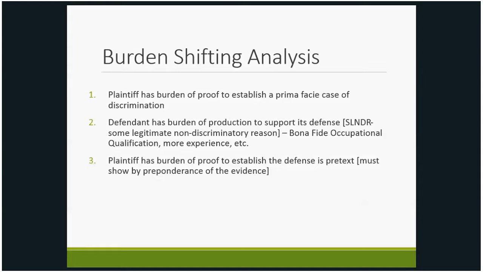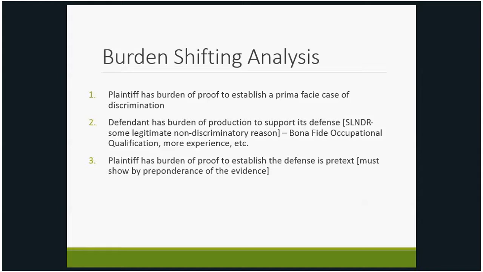Now, after the prima facie case made by the plaintiff, it then goes through a burden shifting analysis. The defendant now has the burden of production to support its own defense. And the defense is SLNDR, some legitimate non-discriminatory reason. That the person was not hired or was rejected for some legitimate non-discriminatory reason. It could be a bona fide occupational qualification, or the other person had more experience.